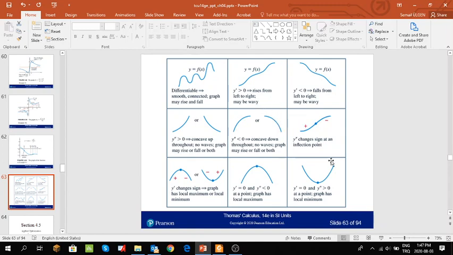The second derivative sign changes at an inflection point. We talked about that. This is concave up here and then concave down, so a point of inflection here. If the first derivative changes sign, depending on changing from positive to negative or negative to positive, it's going to be a local max or local min. Changing from positive to negative, it's a local max. Changing from negative to positive, it is a local min. So this is the sign of the first derivative changing. Okay, this is the first derivative test here.